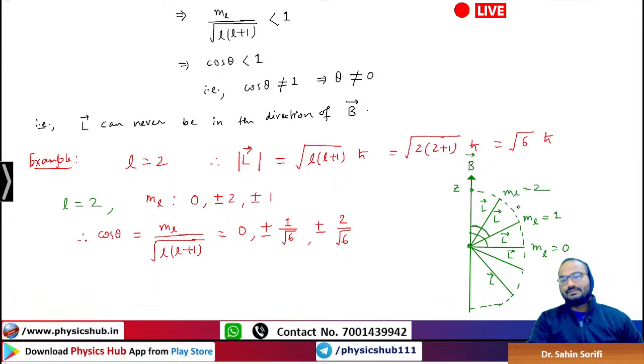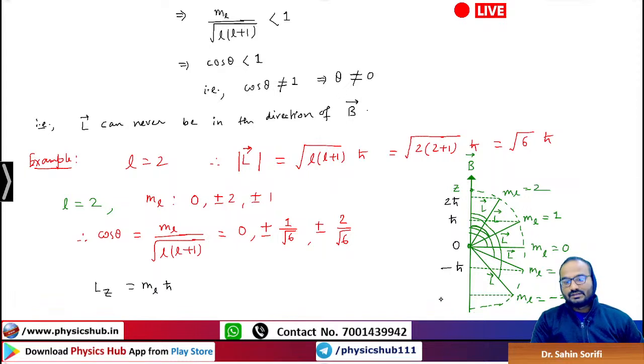If you consider ML is equal to 2, this is the angle. ML is equal to minus 1, this angle. ML is equal to minus 2, it is talking about this angle. These values will correspond to ML values, and these values will be Lz. You know, Lz is equal to ML h cut. So this will be your 2 h cut, this will be h cut, this will be 0, this will be minus h cut, this will be minus 2 h cut. So, these are the values of Lz.